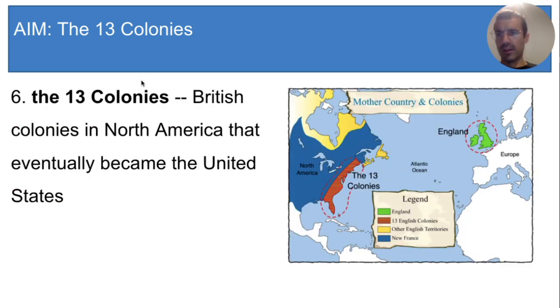And we call these colonies the 13 colonies because there were 13 of them in one area, which was the east coast of North America. The reason that we're focusing on this group of colonies is because those 13 colonies would eventually become the United States, the country that we live in. In this map, the 13 colonies are shaded in red, and you can see that they're located up and down the east coast of North America, directly bordering the Atlantic Ocean across from England.